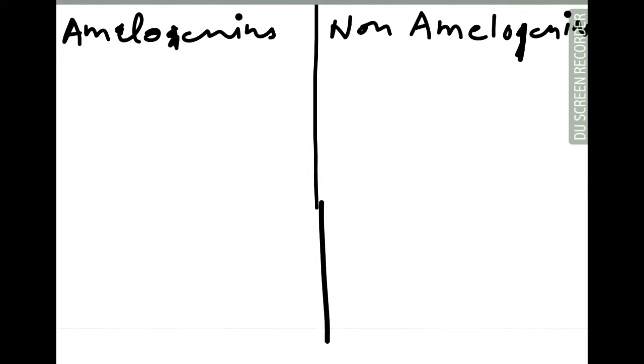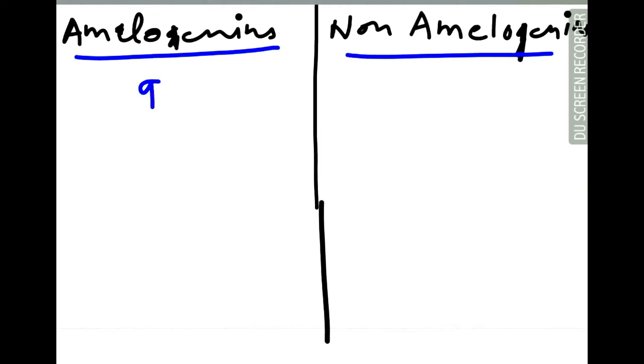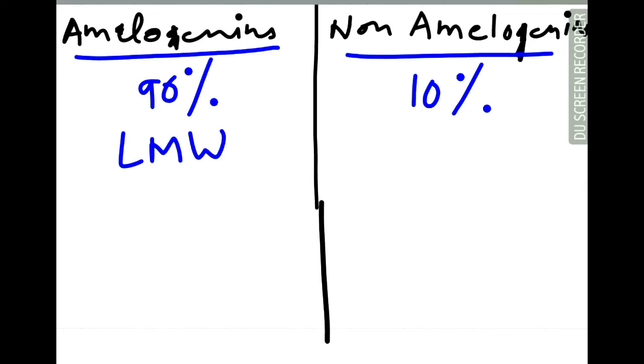The amelogenins contribute 90% of the enamel proteins, while non-amelogenins comprise 10%. Amelogenins 90% and non-amelogenins 10%. The amelogenins are low molecular weight proteins while the non-amelogenins are high molecular weight proteins.